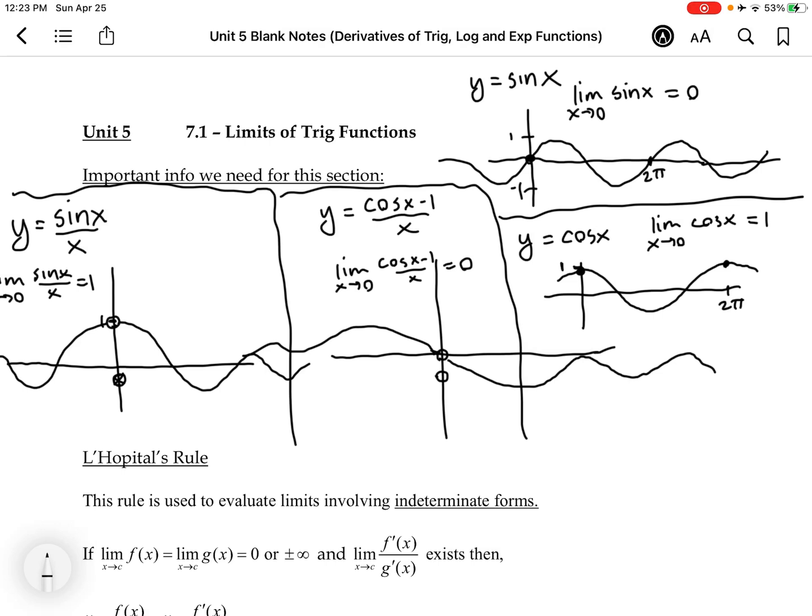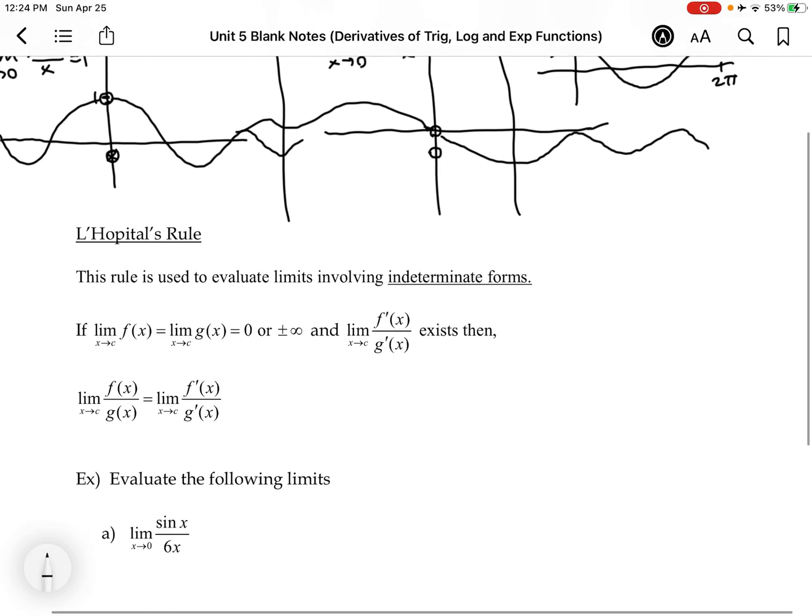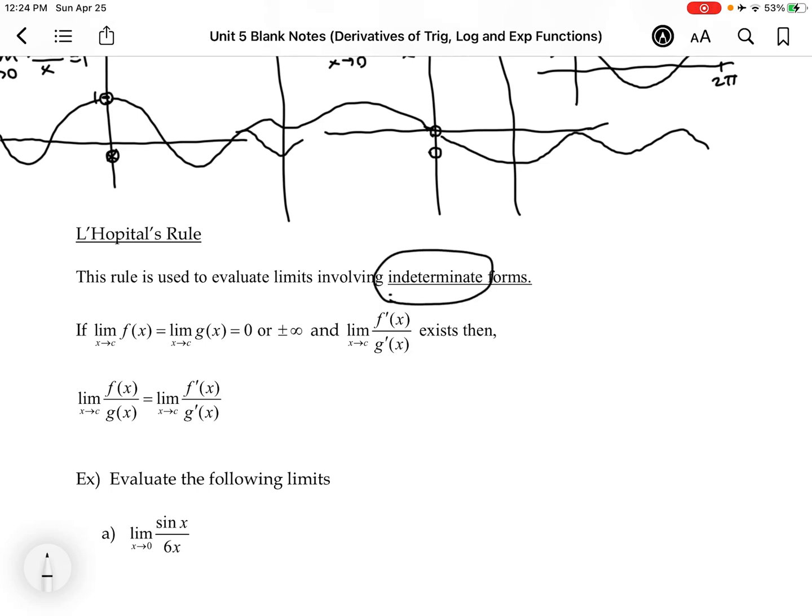The first thing I want to introduce to you is L'Hopital's rule. L'Hopital's rule helps us to evaluate limits that involve indeterminates. A reminder that an indeterminate looks like this: 0 over 0, or infinity over infinity. In fact, it can be positive or negative infinity over positive or negative infinity.